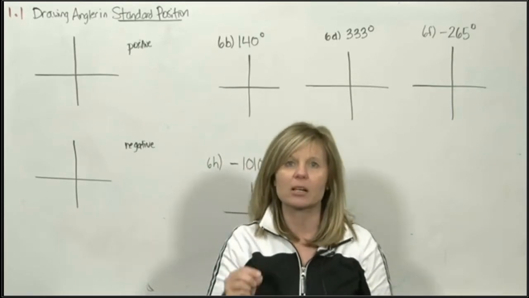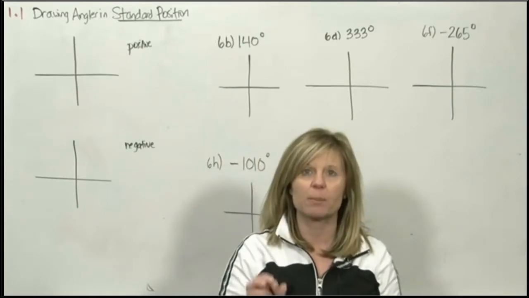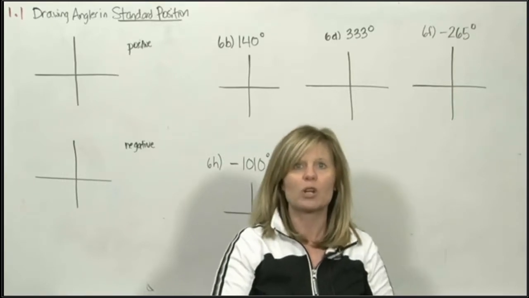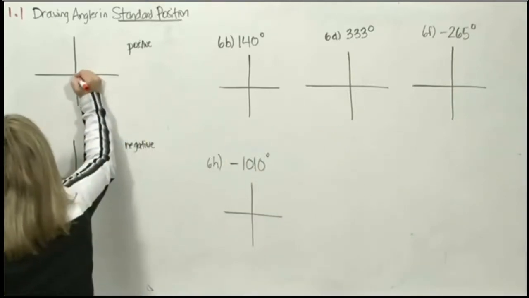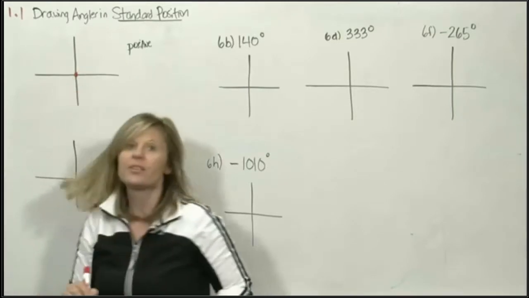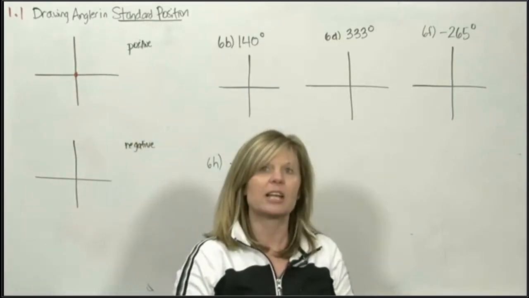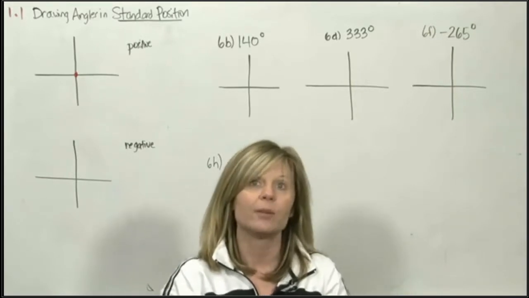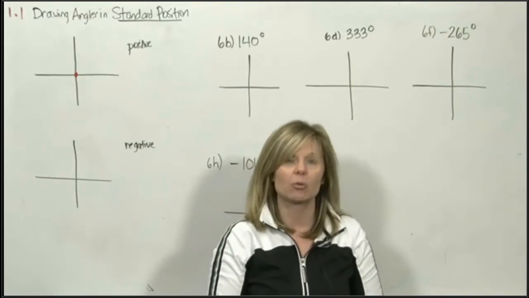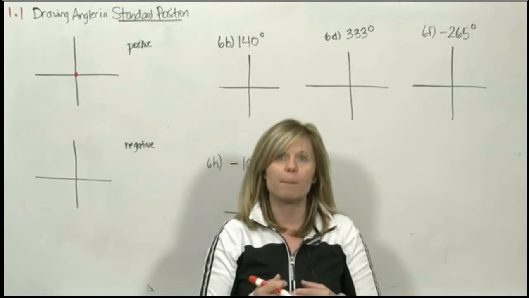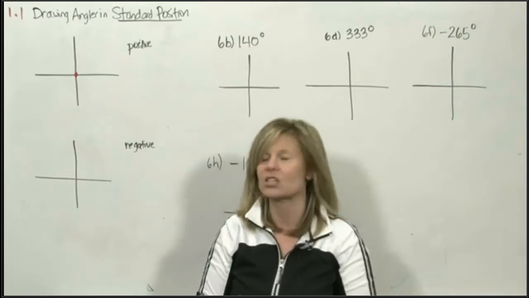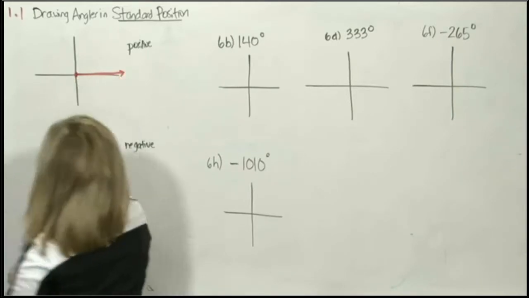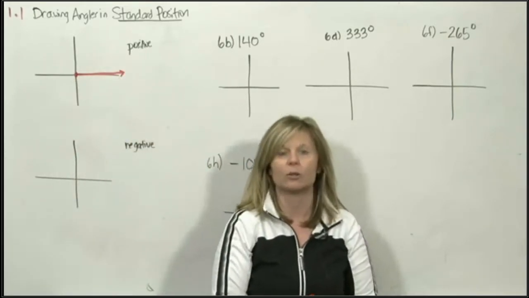Well, what does that mean? Standard position means a couple of things. First of all, it's the placement of the vertex point. The vertex point in standard position will always go at the origin. The second thing is, to draw an angle in standard position, you have to put the first ray, which we call the initial ray. So the starting ray is called the initial ray, and that will always go on the positive side of the x-axis. So your initial ray will always go on the positive side of the x-axis anytime you're drawing an angle.